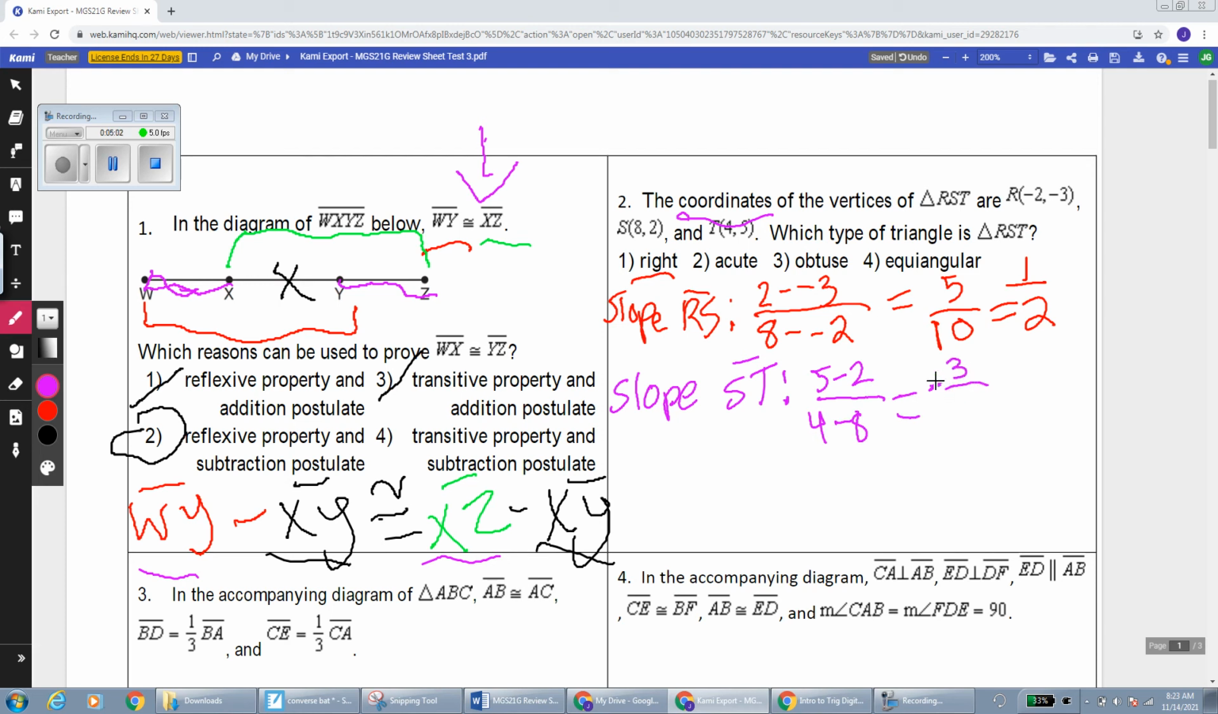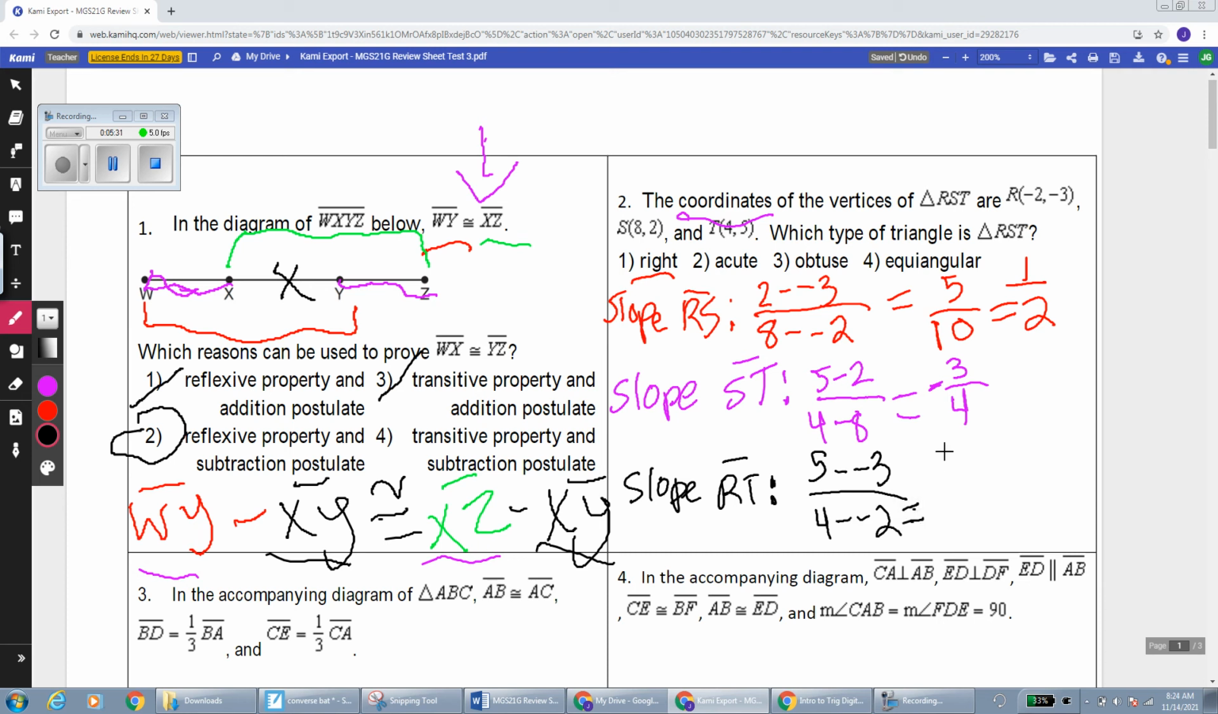And then finally, we'll find the slope of the last side of this triangle, which would be RT. That's the 2 points that we haven't used yet. So for those 2 points, we have a y-coordinate of 5 and a y-coordinate of -3. And we have x-coordinates 4 and -2.